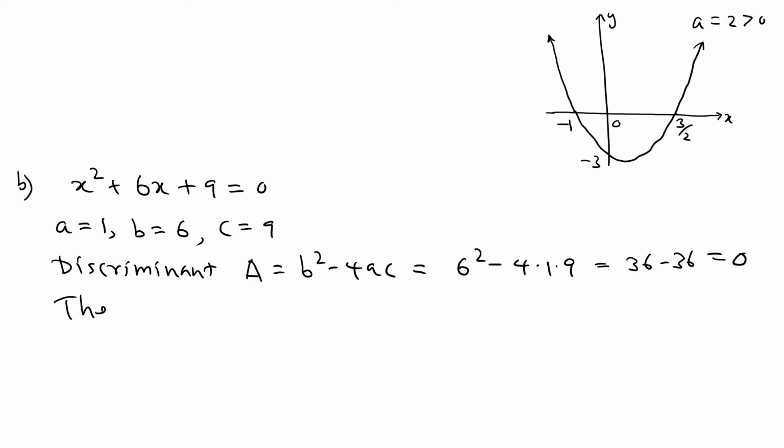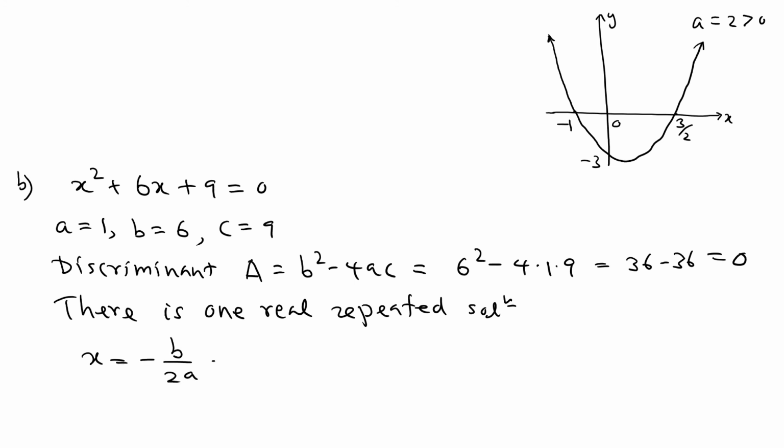So there is one real repeated solution, which is given by x equals -b over 2a, because there's no square root term. That is negative b, which is negative 6, over 2 times 1, which is negative 3.